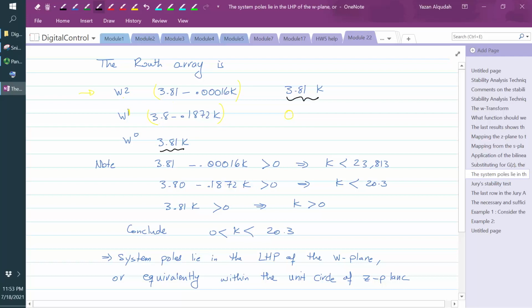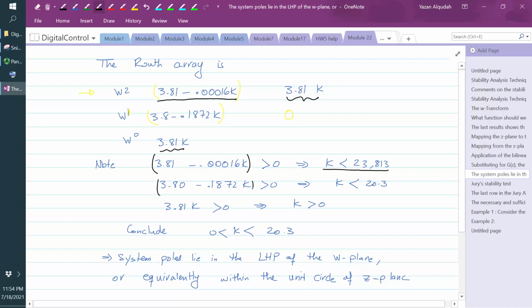Now what the Routh-Hurwitz tells me is that there has to be no sign changes in order for the system to be stable. So therefore this is going to be greater than 0. This term here has to be greater than 0. This means k has to be less than 23,800.